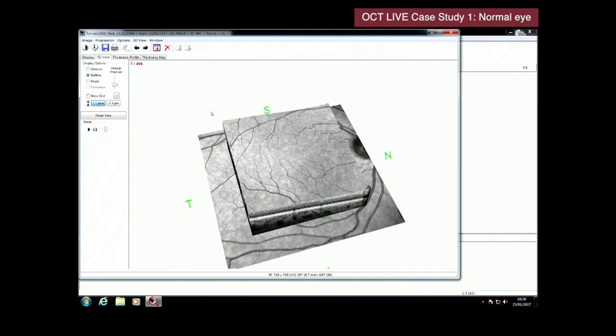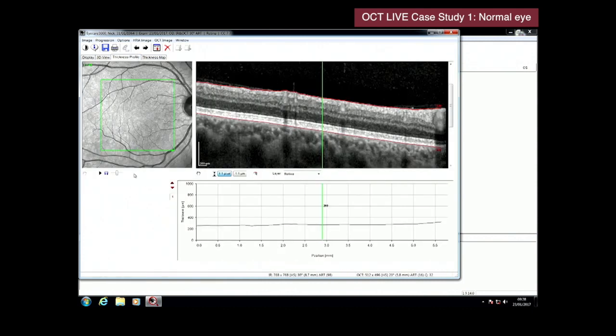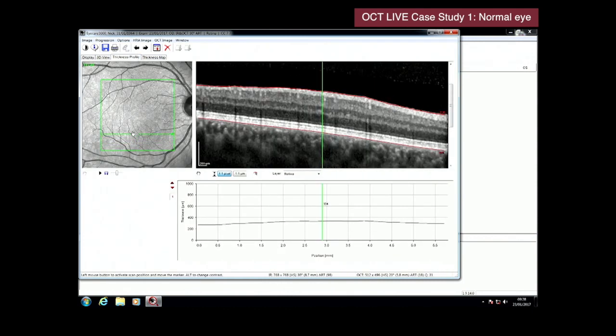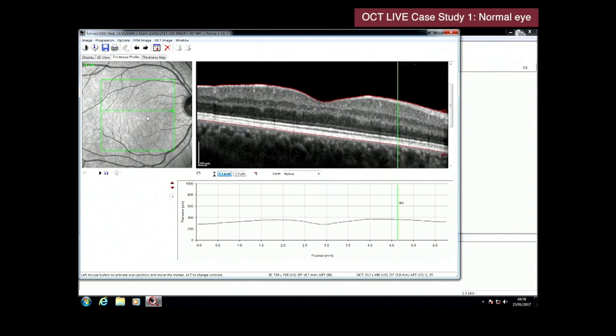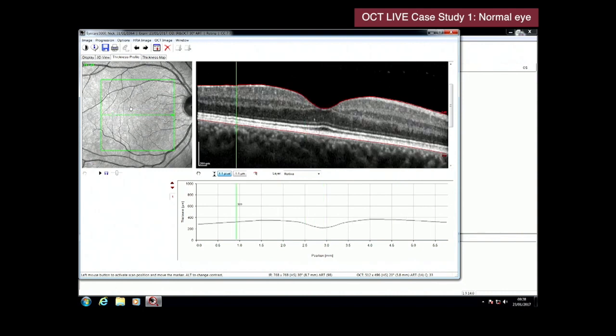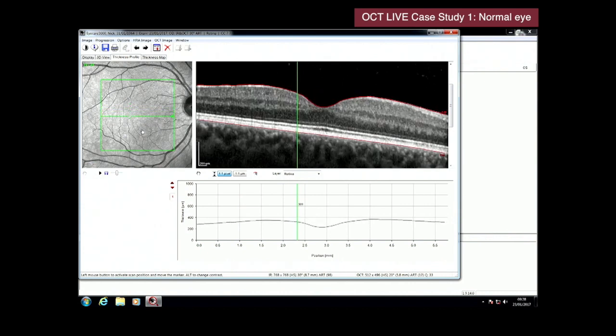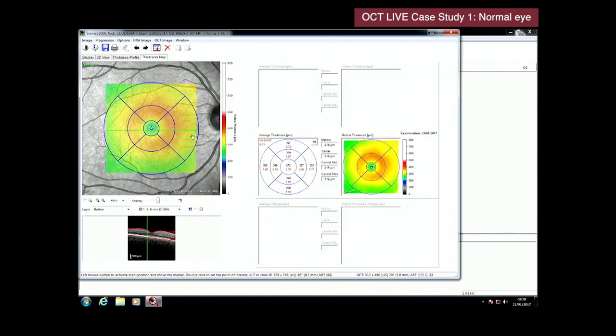We can look at thickness profiles, and in this case it gives us an interactive A-scan reading. So wherever we move the cursor to, you can see we're getting an interactive measurement of retinal thickness at that location. Okay, and finally, the last one is OCT Thickness Maps, and this gives us a color-coded height map, which gives us a good indication of where we're going to see abnormal retinal thickening or retinal atrophy.